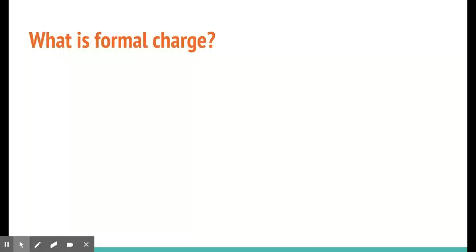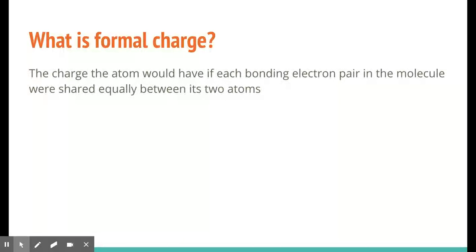So what is formal charge? It is the charge the atom would have if each bonding electron pair in the molecule were shared equally between its two atoms. So the charge it would have if the bonding electron pair were shared equally between both atoms.